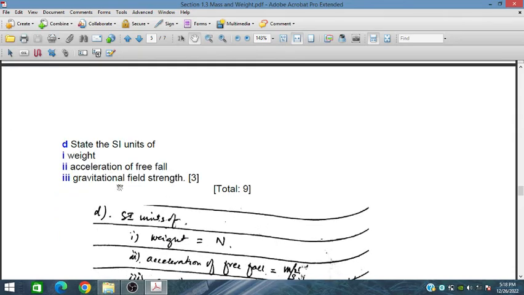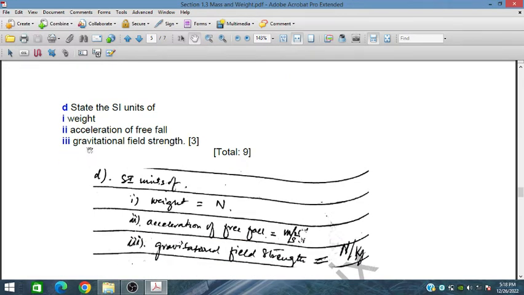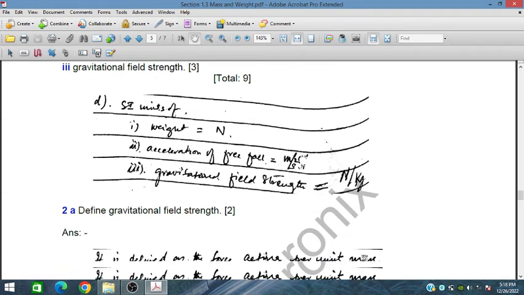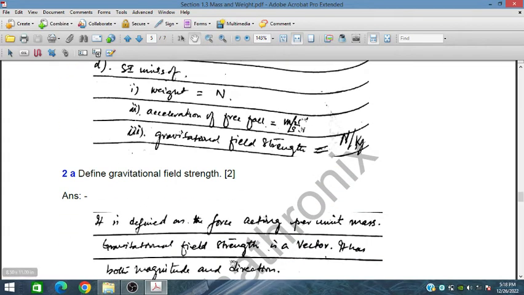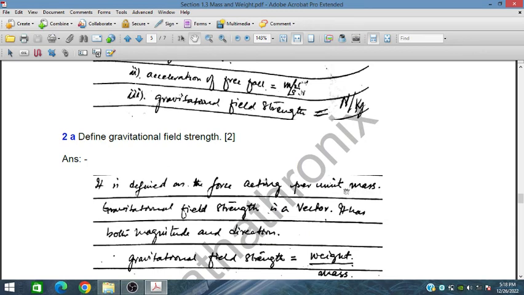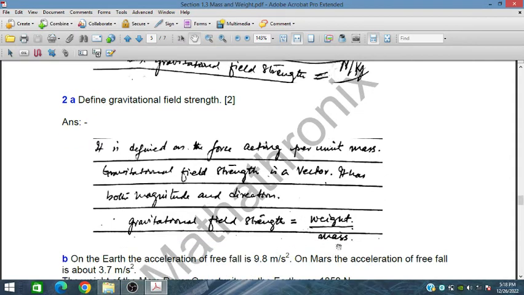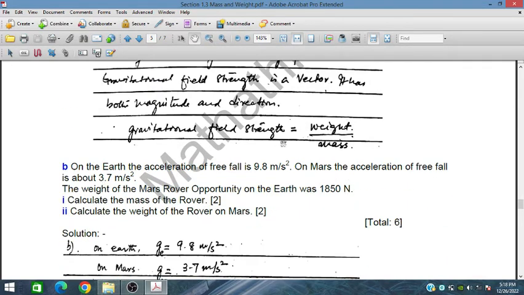State the SI unit of weight: newton. Acceleration of free fall is meters per second squared, or newtons per kilogram. Gravitational field strength is newton per kilogram. Define gravitational field strength. It is defined as the force acting per unit mass. Gravitational field strength is a vector. It has both magnitude and direction. Gravitational field strength is weight upon mass. So this is measured in newton, and this mass is measured in kilogram.